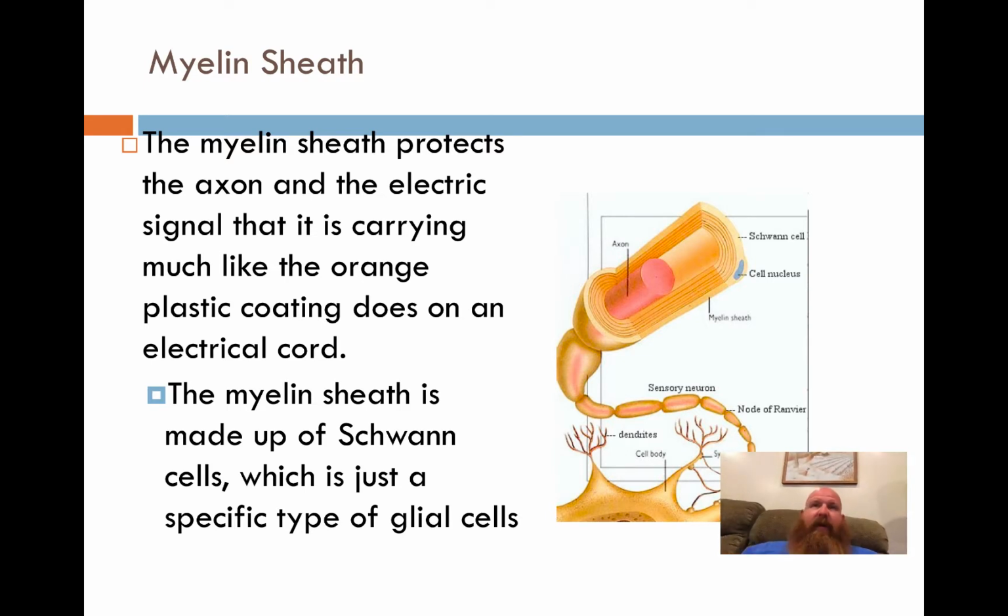We got done talking about the journey that a signal takes as it travels through the neuron. We're going to continue that, and get a little more detailed. The first thing we want to talk about is the myelin sheath. Again, it's sort of the insulation, I guess you could say, and it protects the axon and the electrical signal that it's carrying. Just like the orange plastic coating on an electrical cord. The more you have, the better the transmission is, and that's something to always know.